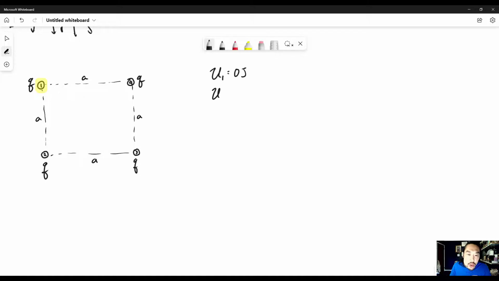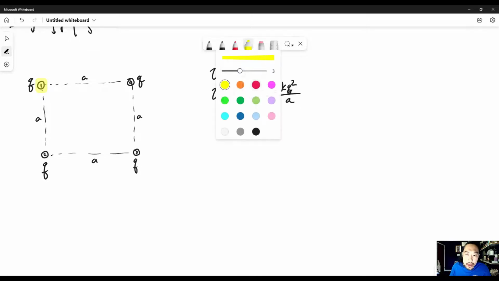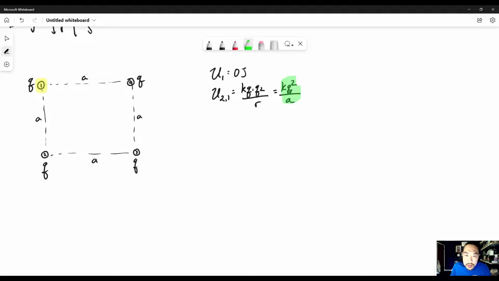In order to move charge 2 from a distance of infinity to its location against charge 1, we can just use the formula KQ1 Q2 all divided by R. Okay, and we did say that these two charges have the same magnitude, and so our formula just becomes KQ squared, and the distance between the two is just A. All right, easy enough. I'm going to highlight that work as well. Let's use green. You'll see why in a bit.